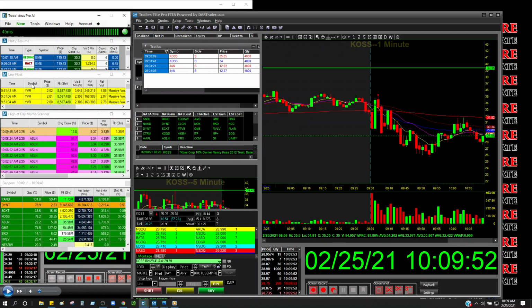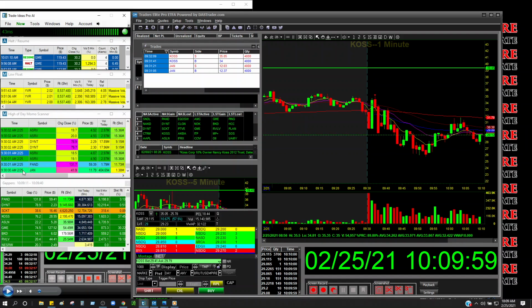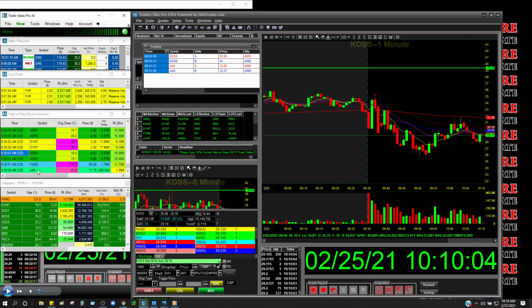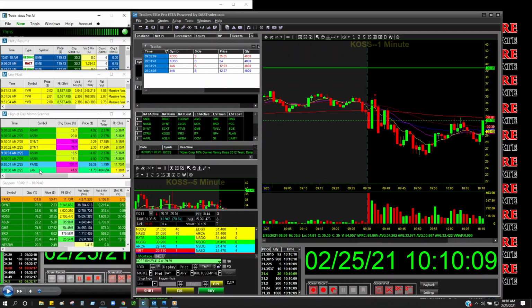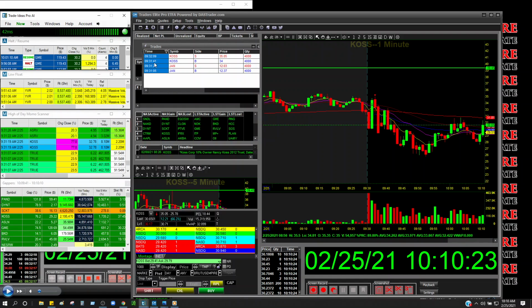So I'm typically looking for them. And then I'm also looking at these scanners and trying to see what's popping up. You can see JAN popped up on the scanner there at 9:30 a.m. So it's telling me JAN is making a move, and that's why I ended up pulling up JAN. And then KOSS was popping up here on the scanner at 9:31, at 9:31:19, and then at 9:31:41, I was jumping in.